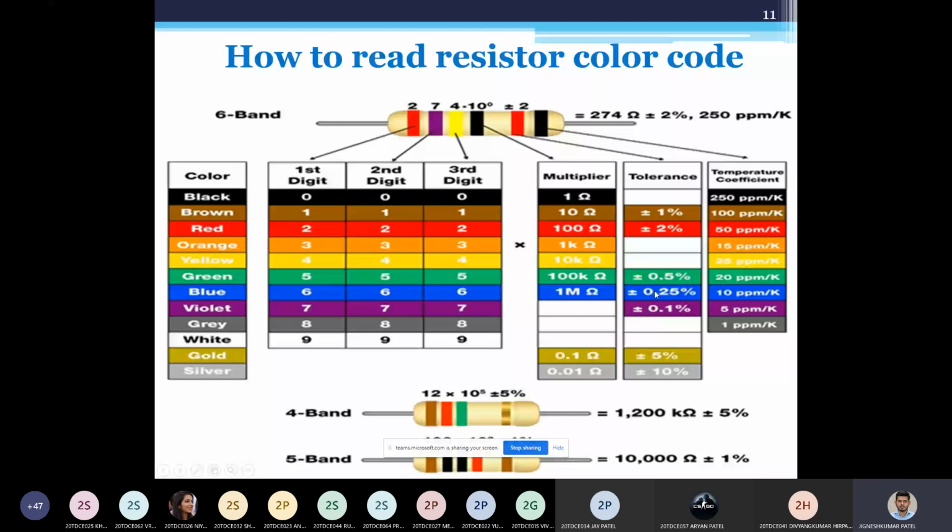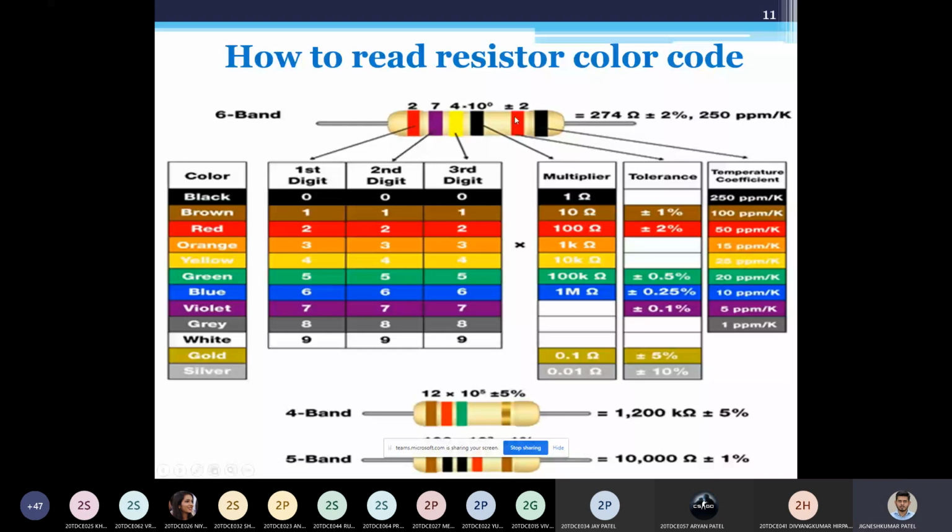So this band declares the tolerance value, and the last one, we will never use. But just for your information, it is a temperature coefficient. This band defines the temperature coefficient of the resistor. Basically, that depends on the material used inside.